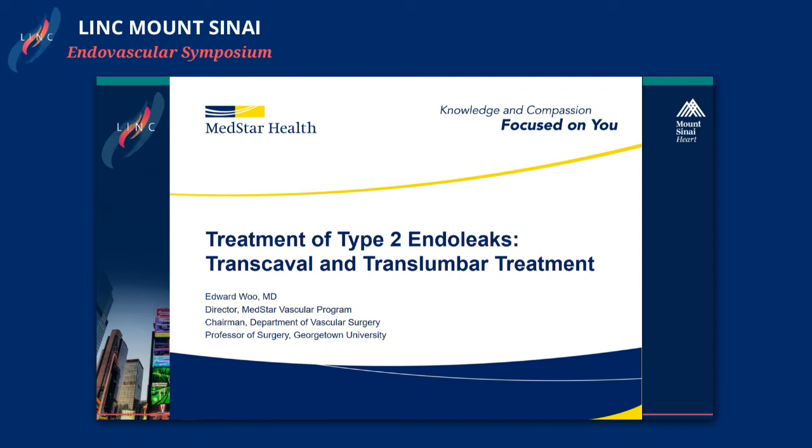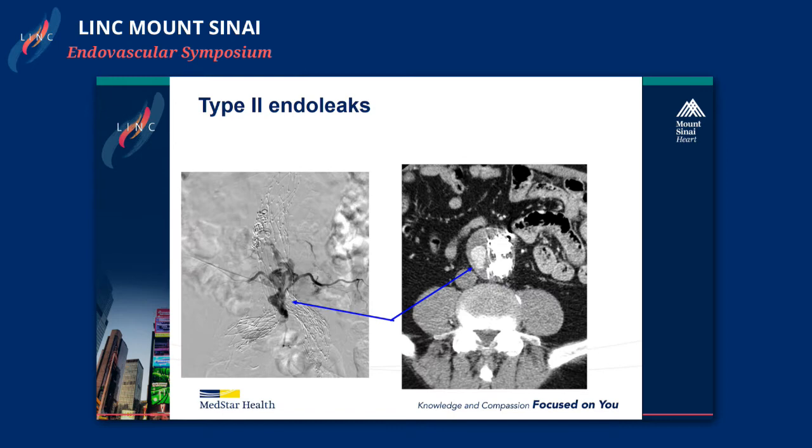I have no disclosures. Type 2 endoleaks are typically endoleaks that are a result of branches that are remaining on the aneurysm sac. The flow now becomes retrograde back into that aneurysm sac and then can lead to perfusion and ultimately pressurization of the sac.